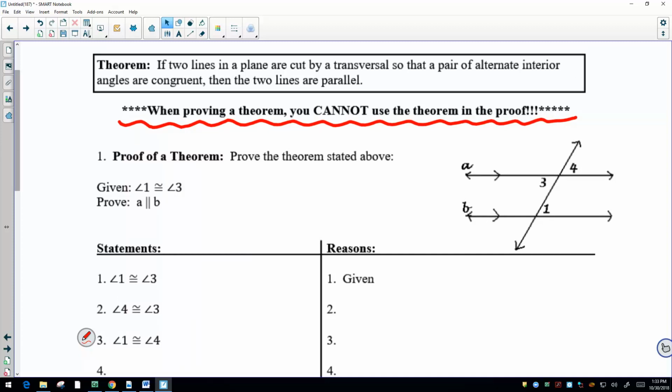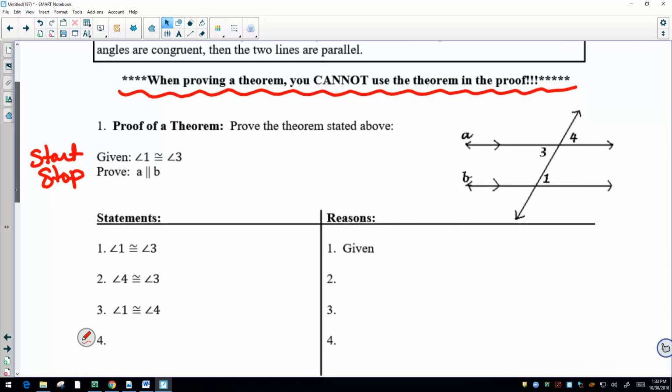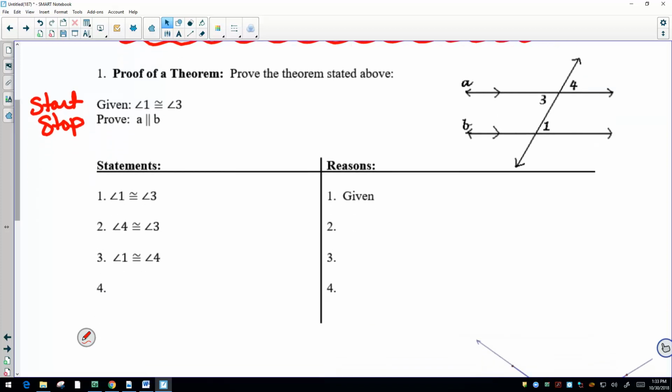Okay, so we have our two columns set up. We have our two parallel lines. We have a picture. Notice we have our given and our prove. This is like our start to the proof, and this is our stop of the proof. Looking at this picture, always look at the information, always see what you're given. Notice we have those alternate interior angles. They gave those to us. I'm trying to prove the lines are parallel.